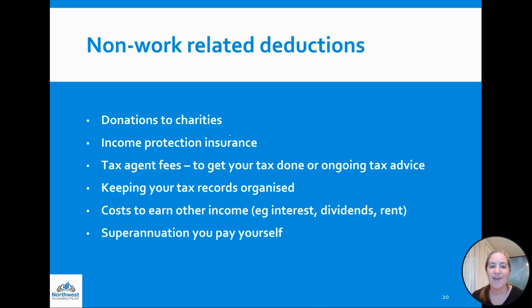Another one you can claim is superannuation that you pay yourself. So work is required to pay superannuation, and at the moment it is 11% superannuation, and that'll go up to 12% superannuation soon. If you wanted to, you are absolutely able to put more into your superannuation fund and apply for it to be a tax deduction as well.